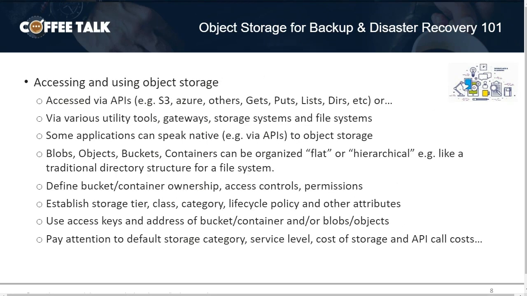All right, so how do you access this object storage stuff? Well, via APIs like S3, you could issue gets, puts, lists, deletes, other sorts of functionality, semantics, or via different tools, gateways, utilities, storage systems, and file systems. Some applications can speak natively to the different object storage. Some have to access via a file system. And then where they define the bucket, the ownership, the access control permissions.